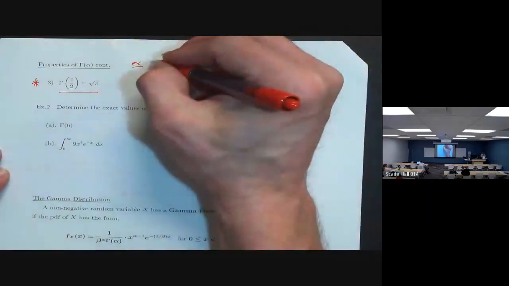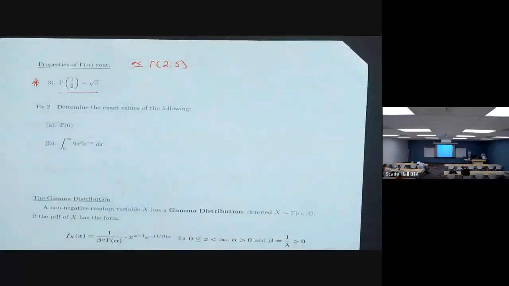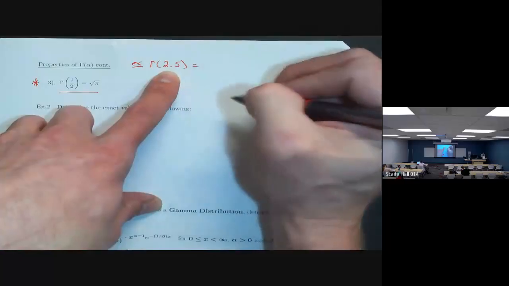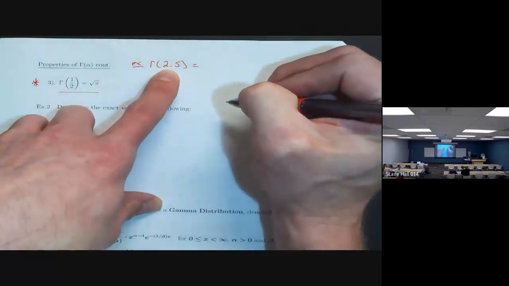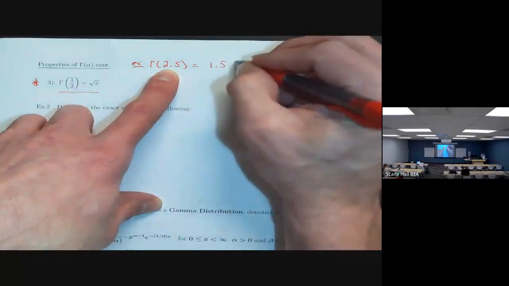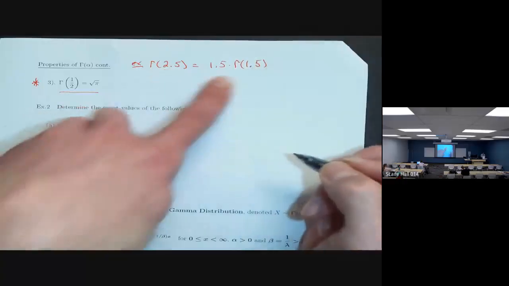to simplify things. So if I had gamma of, say, 2.5, I actually want to find a value with this. I can combine numbers 1 and 3 here. Start off with this: what is this equal to? This is my alpha. It's equal to alpha minus 1, which would be 1.5, times gamma of alpha minus 1, gamma of 1.5.